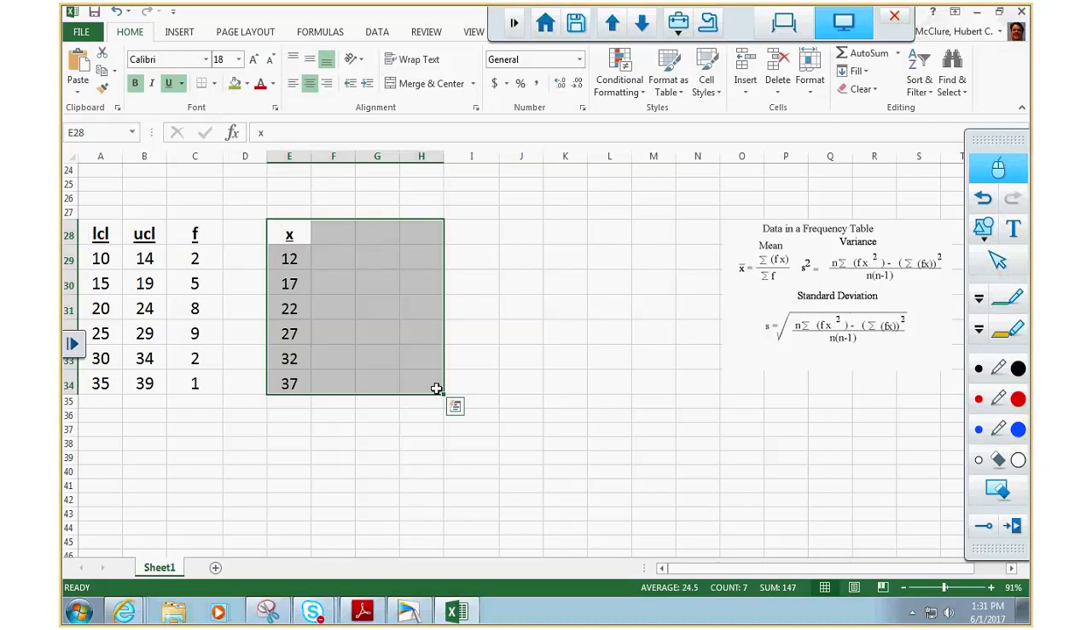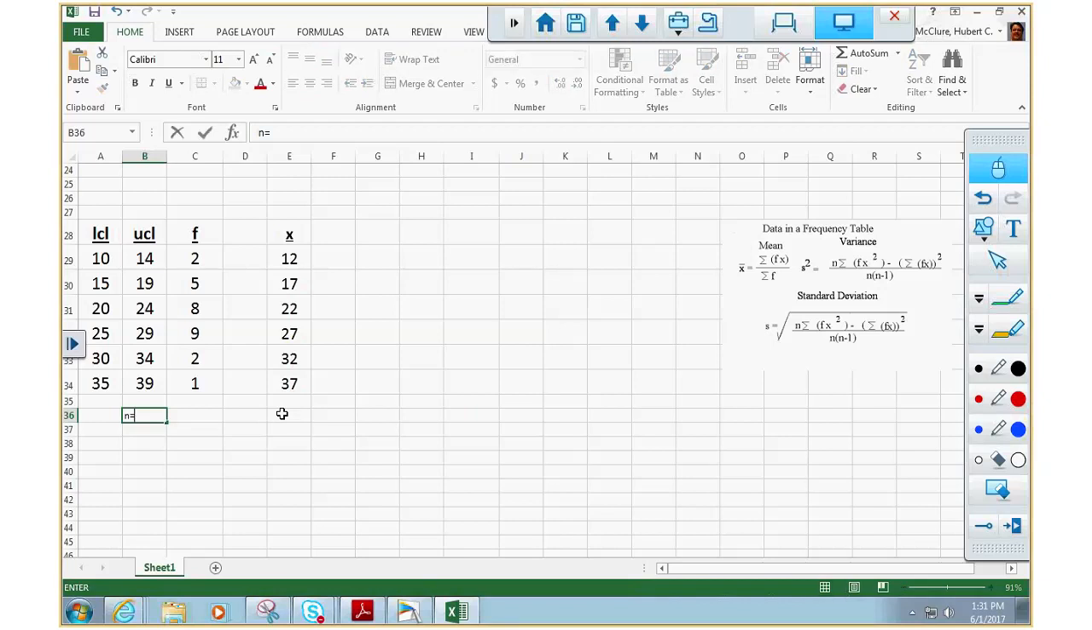You also need to have N. And N is equal to the summation of what? F.